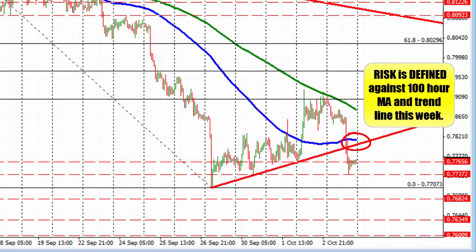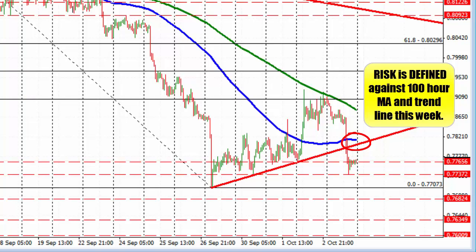We also have this trend line right here, which comes in around the 78 level, or 78.03 or 4 level, and that is also a key resistance level. So not only do we have the broken trend line here, we also have the 100-hour moving average. So again, my thesis is risk is defined against the 78.04 level, 78.15 level, or the 100-hour moving average. We should not go above that level.